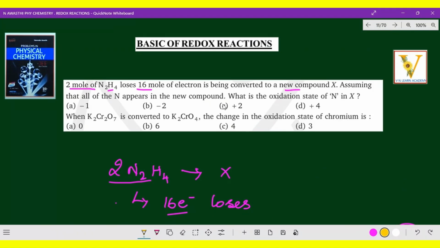Now, which is the correct option? Option C is the correct option. Hope you got the clarity.